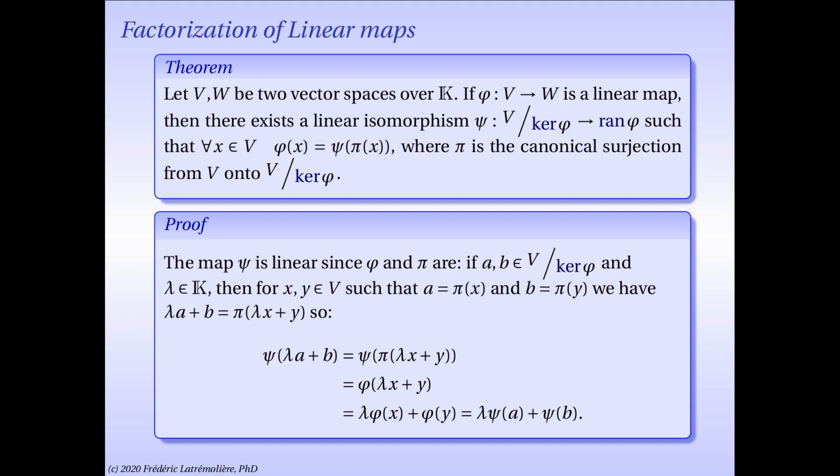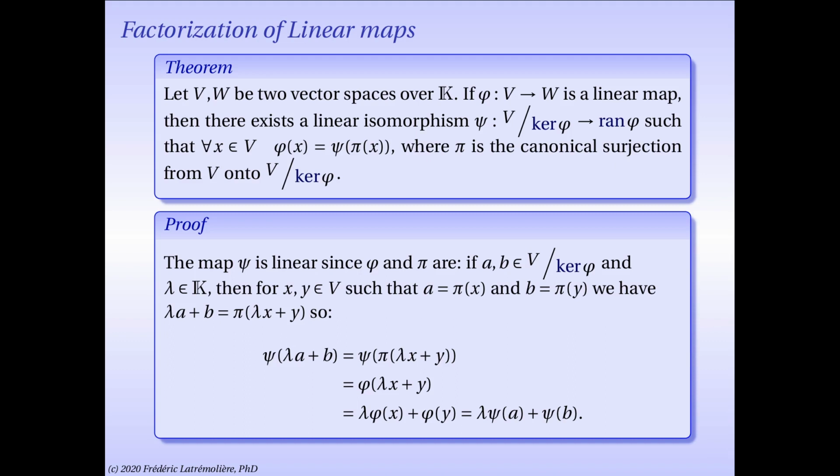Let's prove that. Let A and B be two elements of V quotient by kernel of phi. Then, by definition of the quotient space, there exist x and y in V, so that A is the equivalence class of x and B is the equivalence class of y. In other words, A equals pi of x and B equals pi of y. If I take any scalar lambda and I compute lambda A plus B, it equals, by definition of the operation on the quotient, pi of, or the equivalence class of, lambda x plus y.